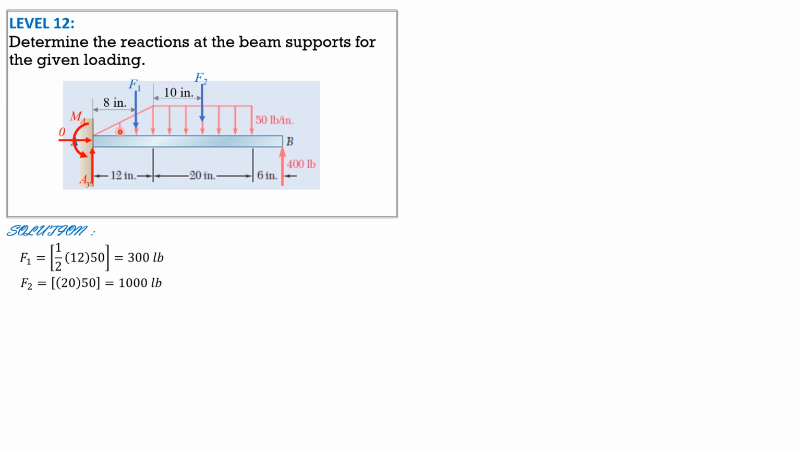Therefore, if we sum up forces Y, AY plus 400 then equals F1 plus F2, 300 plus 1,000. So AY equals 900 pounds. Therefore, RA is 900 pounds upward.